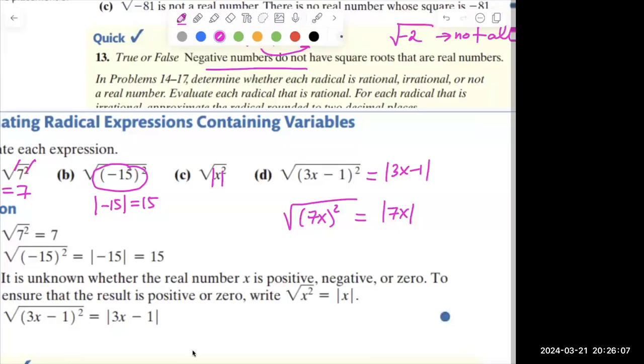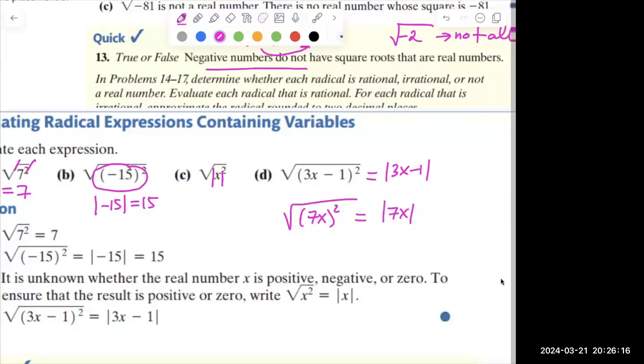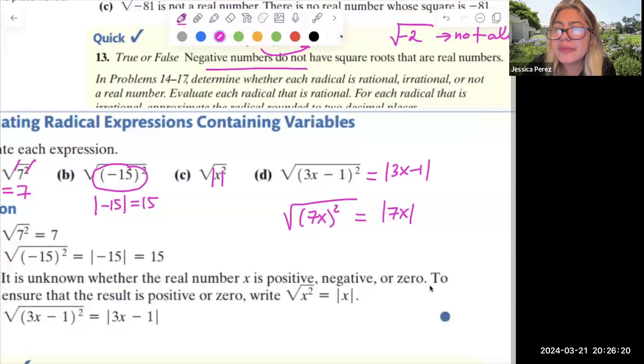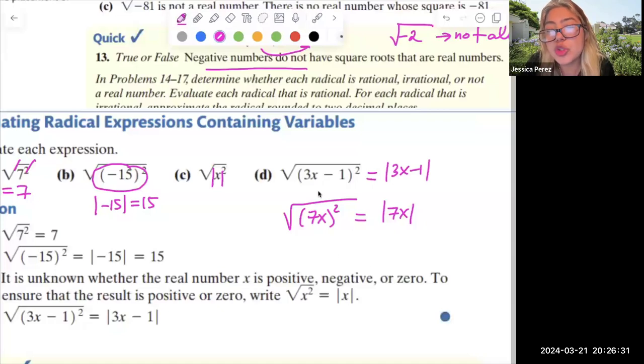Yeah, I have a question. Since we're finding the absolute value of 3x minus 1, I thought we couldn't have a negative as an absolute value. What do you mean? Here, it says 3x minus 1. Isn't it minus 1? No, they're all negative together.